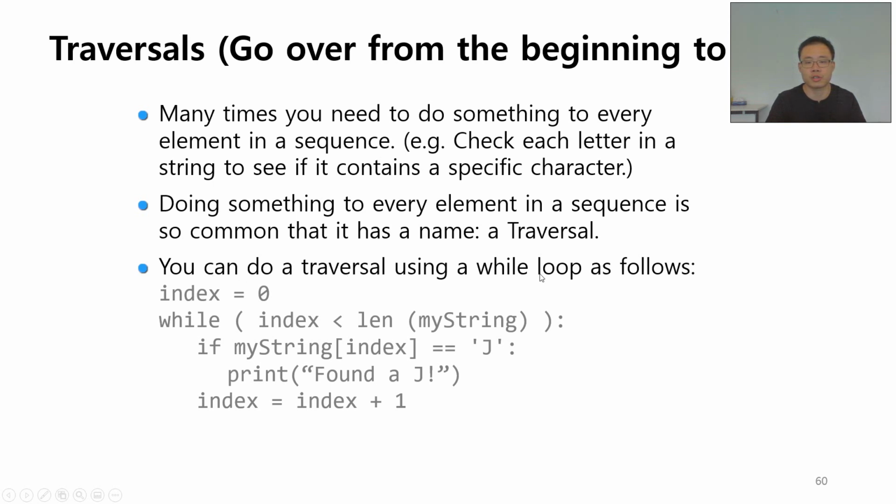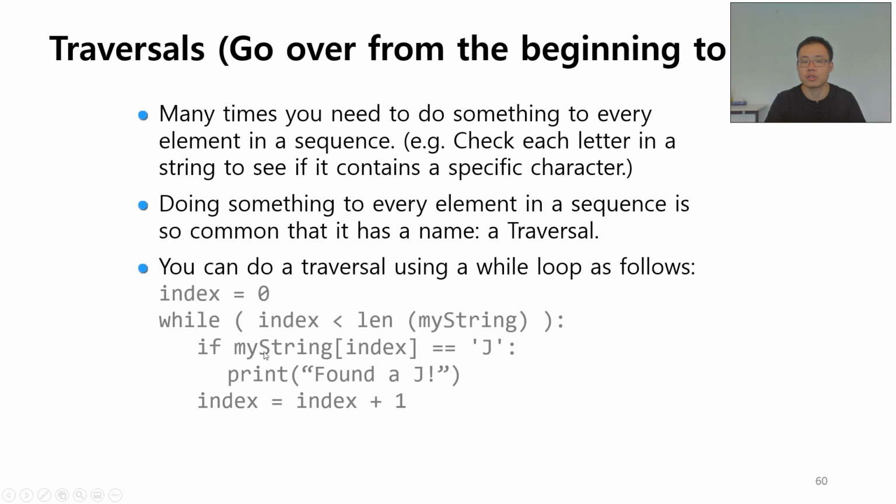You can do a traversal using a while loop as follows. We haven't learned the while loop, so let's just briefly introduce it. Ignore the index equals 0 here. Just make an index equals 0, then you write while. It reads like simple English. While the index is smaller than the length of the string, for example, the length of the string can be, I don't know, maybe 8.